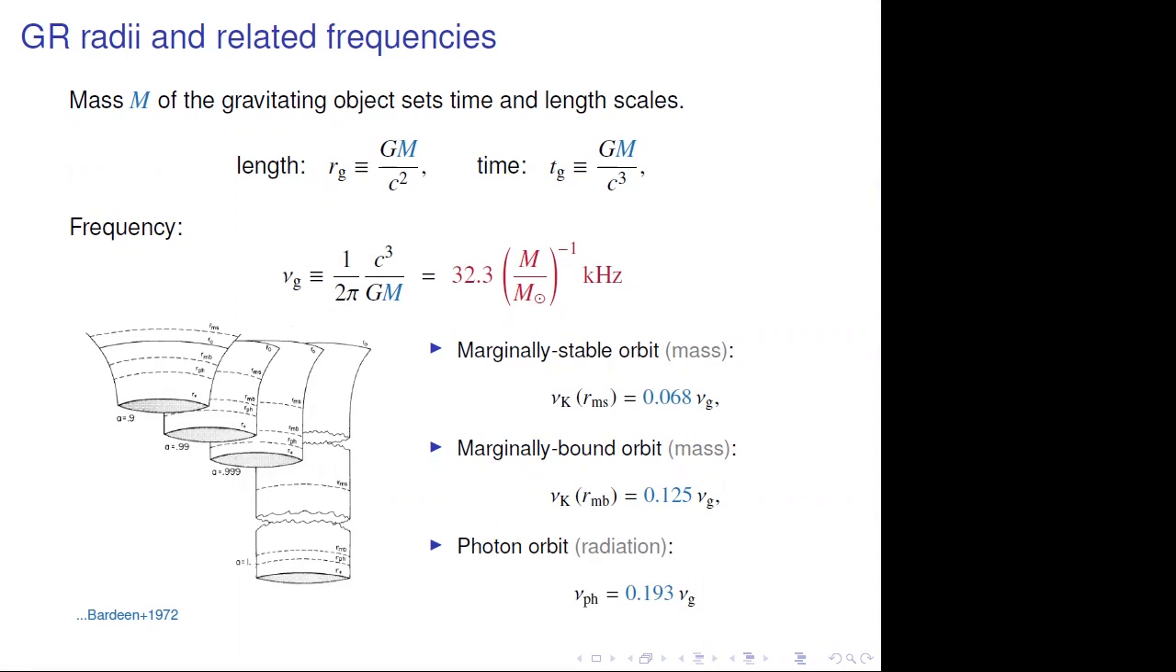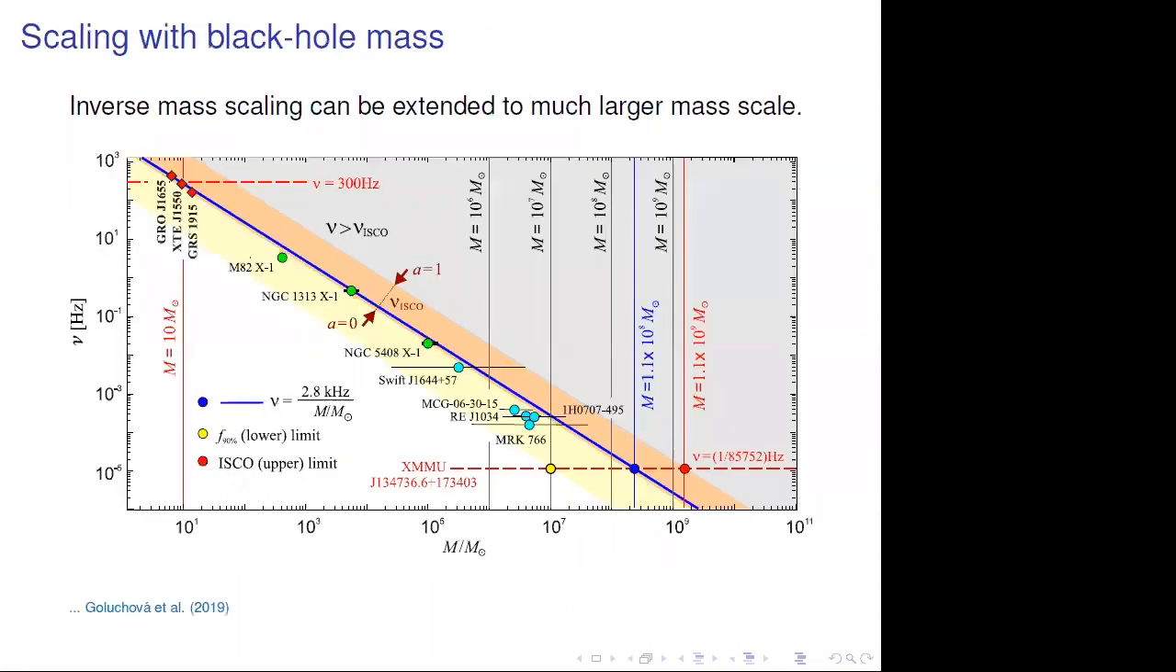Which is like this. So for example, you have some special radii, like the marginally stable orbit, which is related to the orbital frequency, which is given by this. And if you have some phenomenon occurring at the marginally stable orbit, then automatically you have this 1/m scaling, right? There are also other typical scales, but I'm not going too much into details.